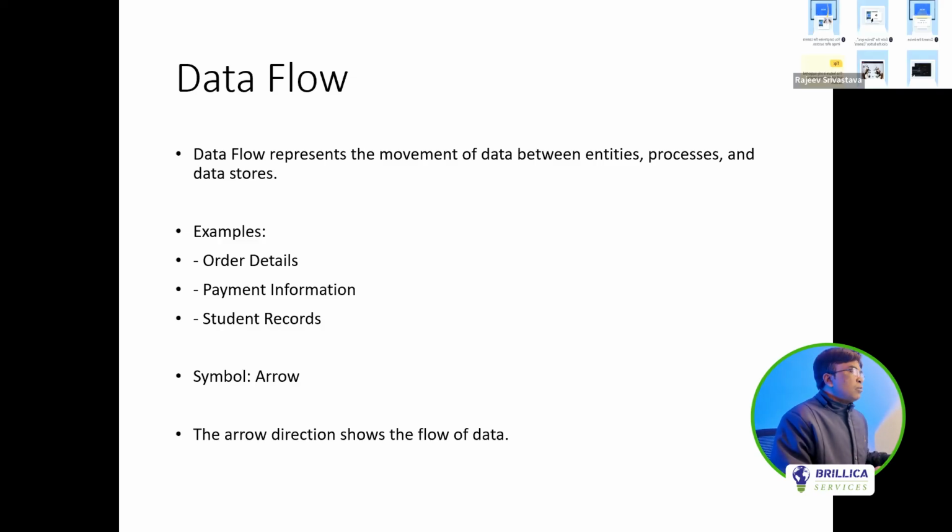Here I'll talk about data flow. Data flow represents the movement of data between entities, processes, and data stores. Its examples are order details, payment information, student records. Its symbol is an arrow. The arrow shows the flow of the data. Basically, you can relate it with a vector that you might have studied in your class 11th or 12th level.